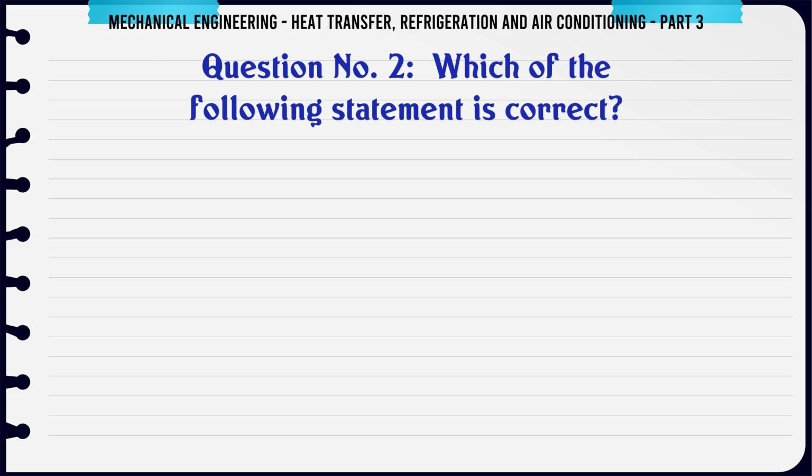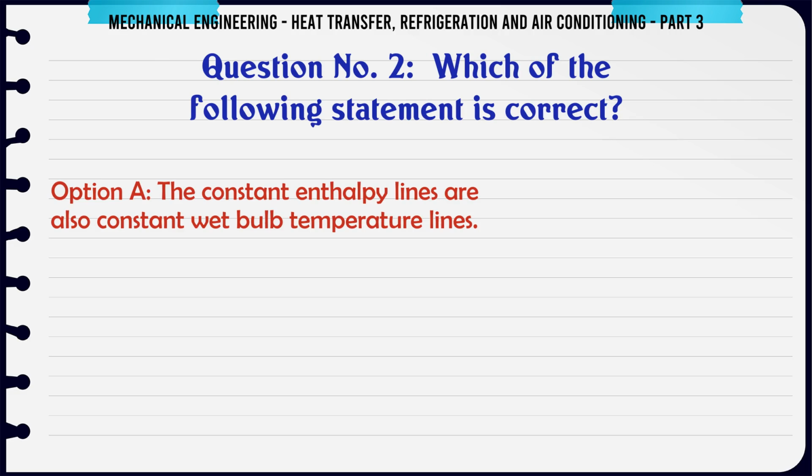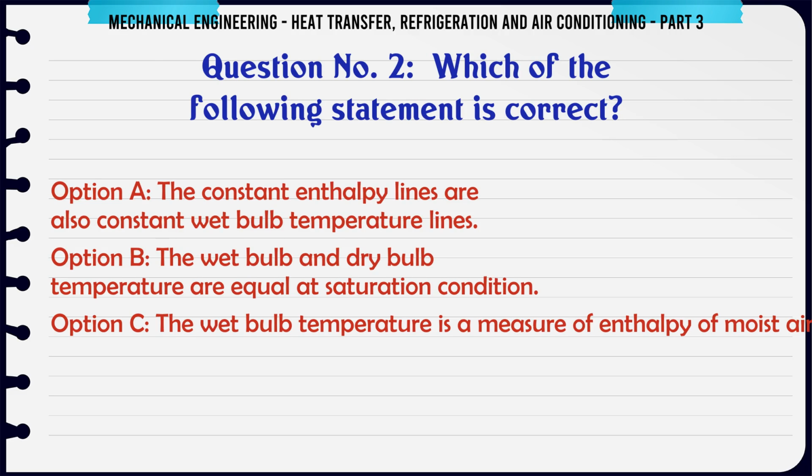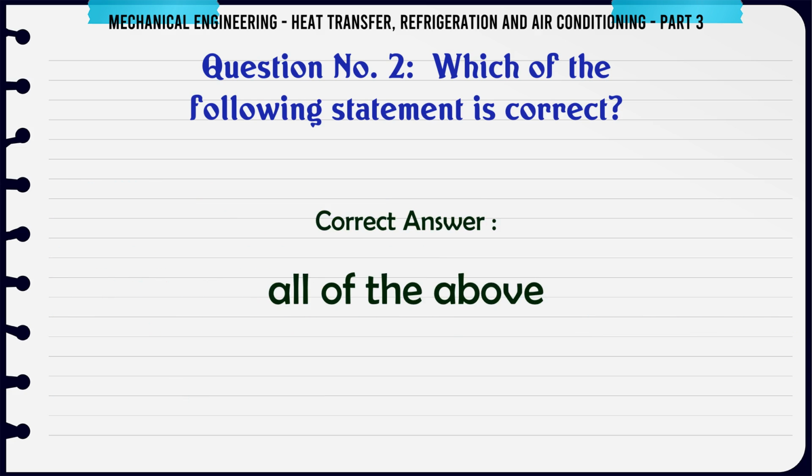Which of the following statements is correct? A. Constant enthalpy lines are also constant wet bulb temperature lines. B. The wet bulb and dry bulb temperatures are equal at saturation condition. C. The wet bulb temperature is a measure of enthalpy of moist air. D. All of the above. The correct answer is all of the above.